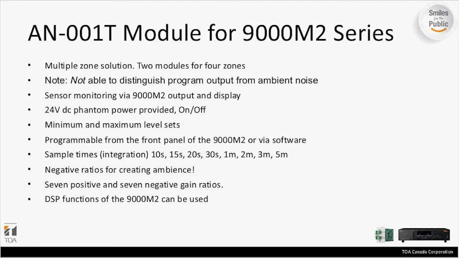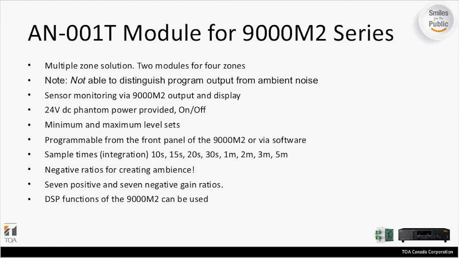Again, the 9000 M2 has output for the sensing microphone, so you can listen to those separately. The 24-volt phantom power of the 9000 M2 then can provide the phantom power for the microphones. And you can monitor the levels, the maximum and minimum levels, and they can be set with the 9000. Again, sample times are set.